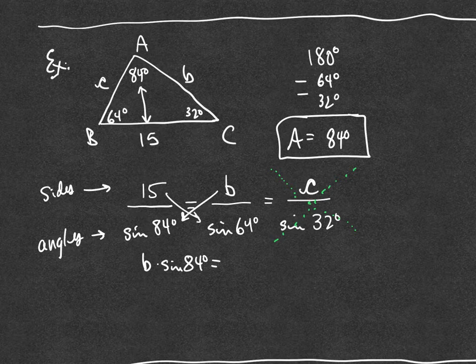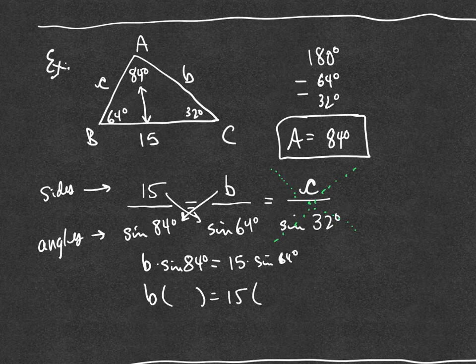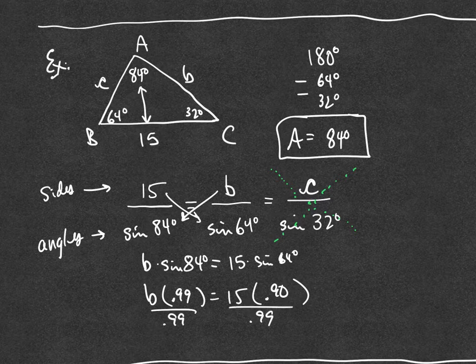And I'd multiply 15 times the sine of 64 degrees. Now I just need to use my calculator to find the sine of 84, which is 0.99. The sine of 64, which is 0.90. And then to solve for b, I just have to divide both sides by 0.99.